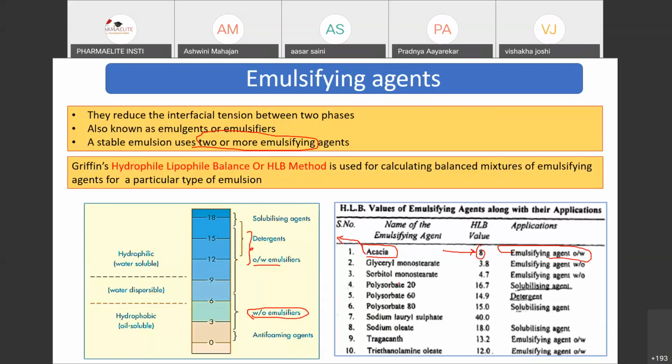Let's observe. Where is SLS, sodium lauryl sulfate? Okay, it is here. What is the HLB of sodium lauryl sulfate? HLB of sodium lauryl sulfate is 40. 40 is on the higher side, so yes, I'll possibly be making only an oil in water emulsion. I won't be able to make a water in oil emulsion. What I'll be able to make will be an oil in water emulsion.